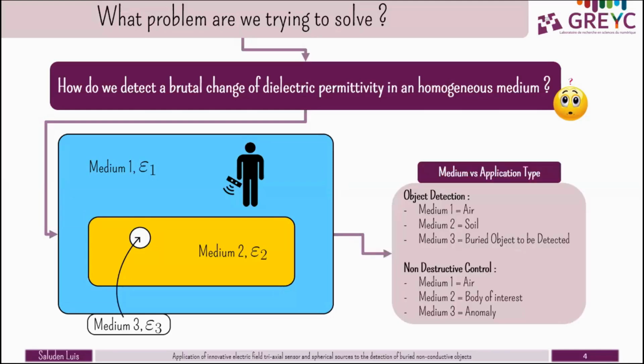So to talk application, mainly we have two things. We have object detection, in which the medium 1 is air, medium 2 would be soil, medium 3 would be the buried object to be detected. And we could also have non-destructive control, which is medium 1 air, medium 2 the body of interest, and medium 3 would be an anomaly.